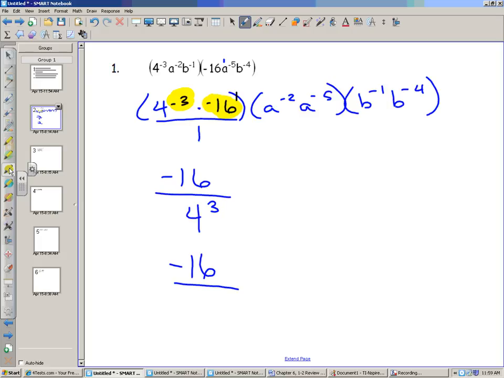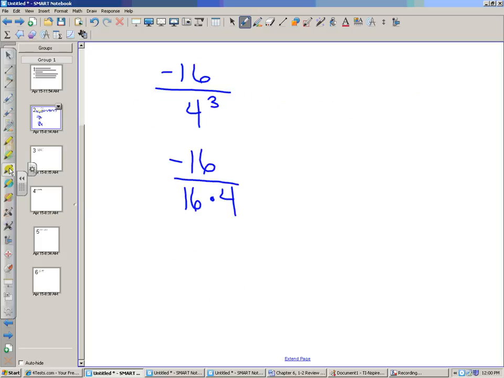Could I stop right there? Why would I want to stop right there? So they cancel each other out. So 4 times 4 is 16, but I still have to multiply it by 4 again. Why? Because that's what 4 cubed is, right? 4 times 4 is 16, but I still need to do it one more time, so I still have to put that 4 down there. So now what do I have going on here? The 16s cancel out, and now I'm left with a -1 over 4. Yes or no?